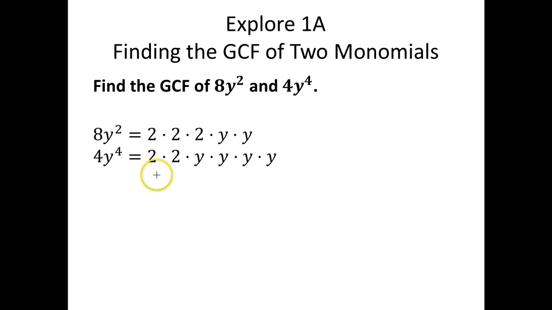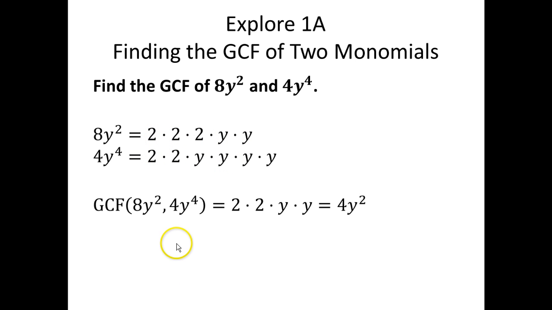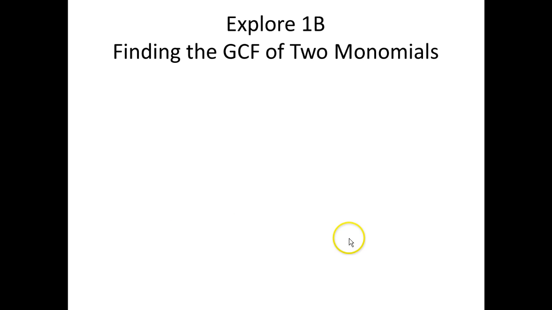So in common here, notice that they have not only one factor of 2, but 2 factors of 2 in common. Not only that, but they have not one factor of y in common, but 2 factors of y in common. So altogether, the greatest common factor would be 2 times 2 times y, which is the same thing as 4 times y squared. Okay. Once again, this is read as the greatest common factor of 8y squared and 4y to the fourth power is 2 times 2 times y times y.